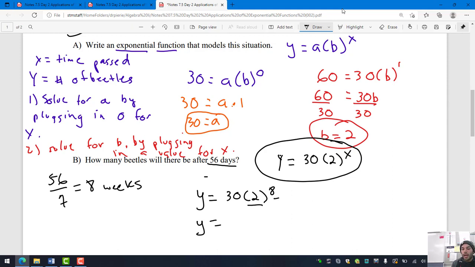So if you do 2 to the 8th power, you'll get a pretty large number. You'll get something like 256, and then you multiply that number by 30. 30 times 256, and you should get this number of 7,680. It goes up really, really quickly. But we know after 8 weeks, we should have 7,680 beetles in our bin.